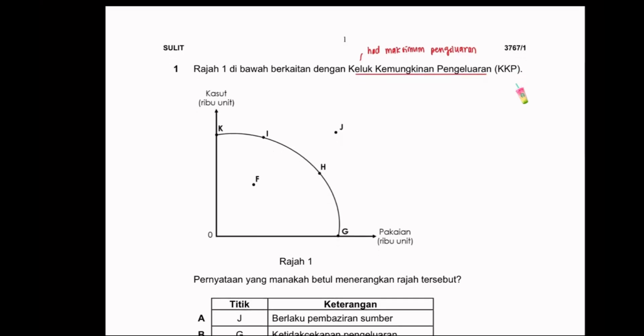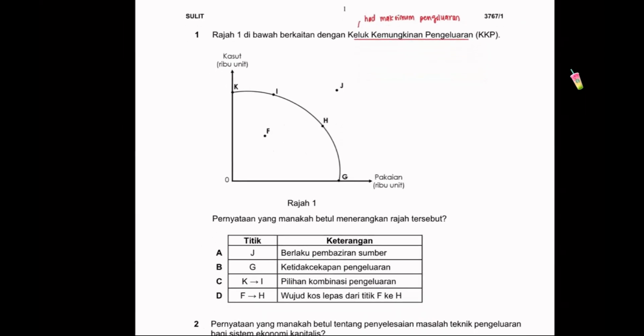Now the question asks you, they give you a graph, and ask which one is correct. J is actually outside the curve, di luar keluk. Di luar keluk means unachievable. You cannot achieve. So is it pelaku pembaziran? No. Which one should be pembaziran? F, inside the curve. Di dalam keluk is wastage. G tidak cakap no. G is di atas keluk, so they should be paling cakap. Tidak cakap should be J.